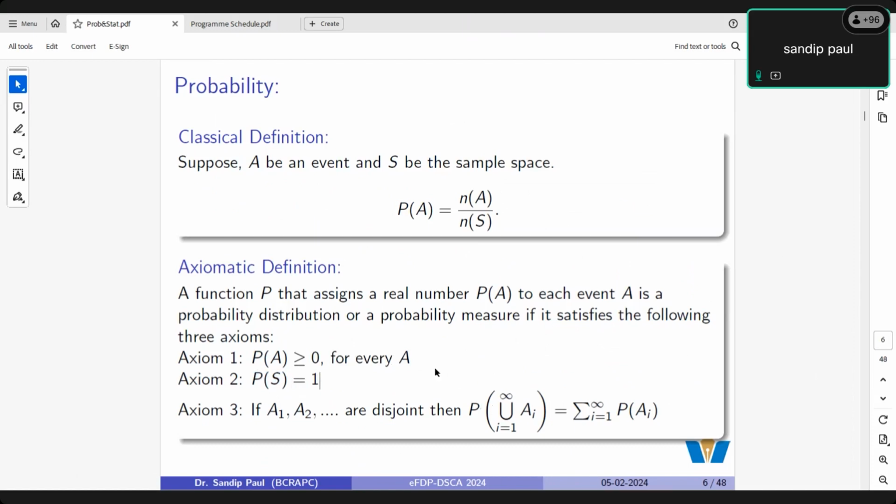Now the third axiom is, if we have a set of events, suppose there are infinite events A1, A2, and so on, and they are disjoint, that means they have no common outcomes, then the probability of their union, P of A1 union A2 union up to AN or up to infinity, is equal to the sum of their individual probabilities, P of A1 and P of A2 up to P of A infinity. So these three axioms can define the probability differently.